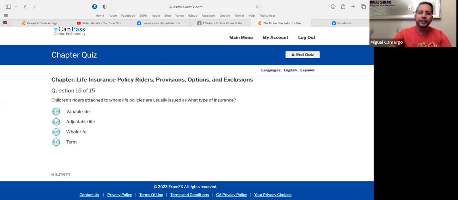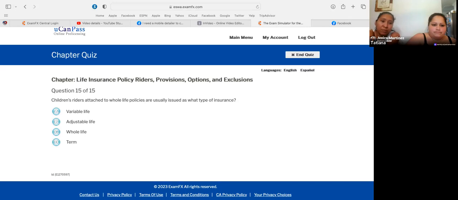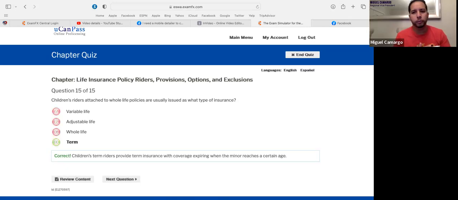Nice. If you're realizing, ladies, this is nothing but definitions. It ain't nothing but memorizing this. All right, children riders attached to a whole life policy are usually what type of policy? Anytime a child rider is attached to something, it's always this. Term. It is always a term rider.